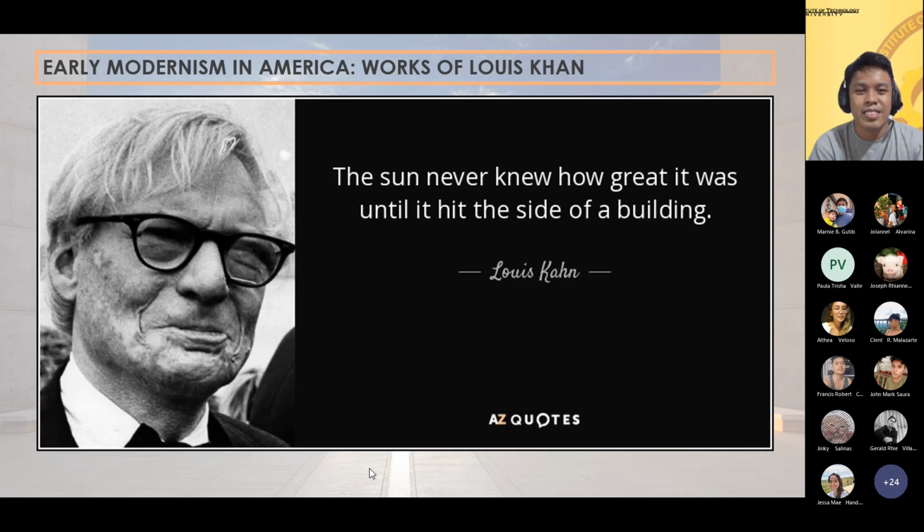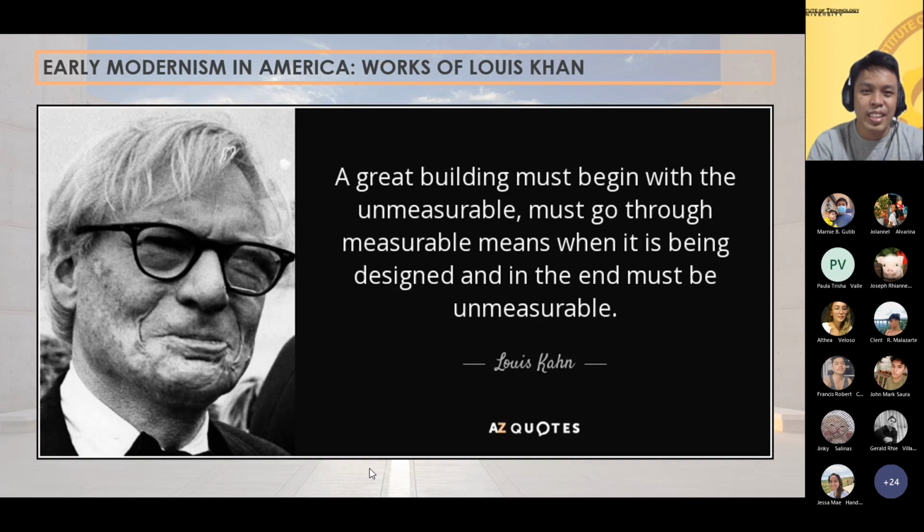So here, Louis Kahn said, the sun never knew how great it was until it hit the side of a building. Oh, okay. And another quote by Louis Kahn here: a great building must begin with the unmeasurable, must go through measurable means when it is being designed, and in the end must be unmeasurable.